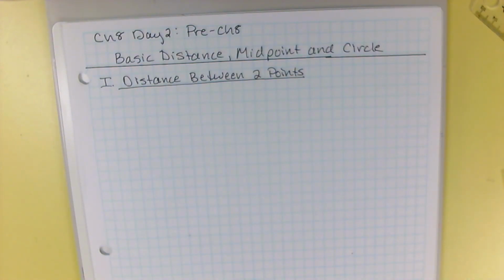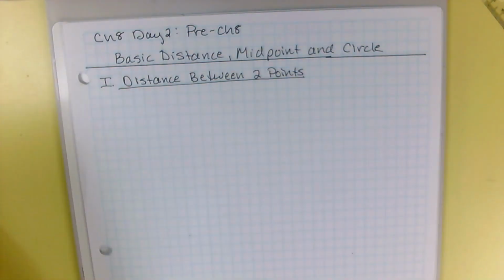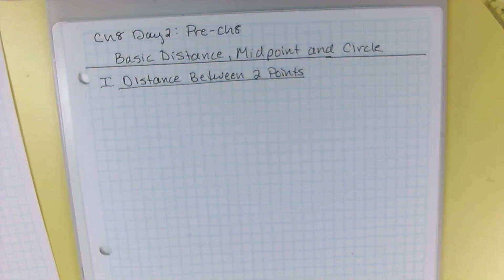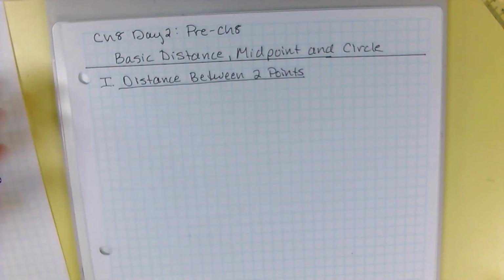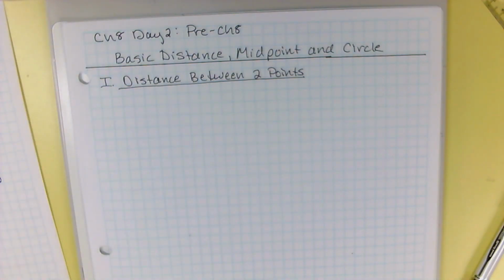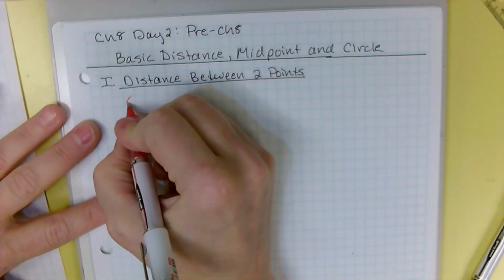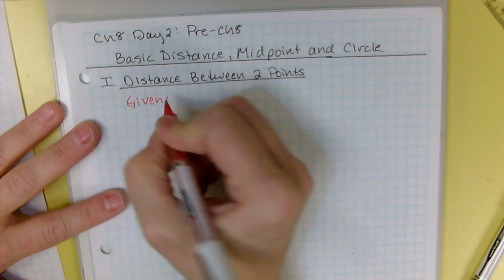Okay, this is day 2 of chapter 8. We're going to be going over basic distance, midpoint, and circle equations. So first thing we're going to start with is distance between 2 points. So in order to do distance, you have to be given 2 points.